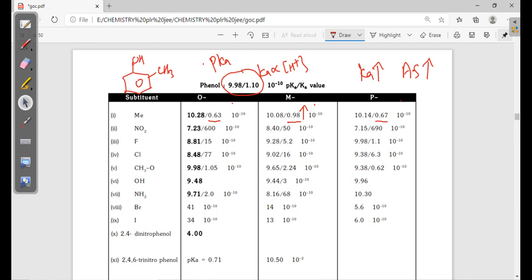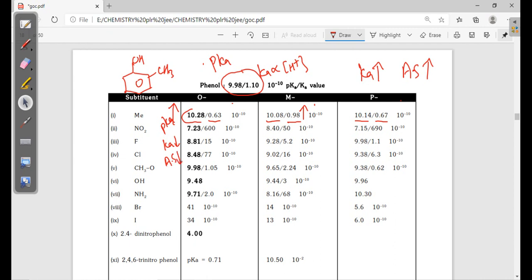Now you observe the pKa value. If you see the pKa values, 10.2, 10.0, 10.14. So 10.2 is the higher value, which one? pKa, I am talking about pKa. If pKa is higher, it means Ka will be low. Ka will be low means acidic strength is low.